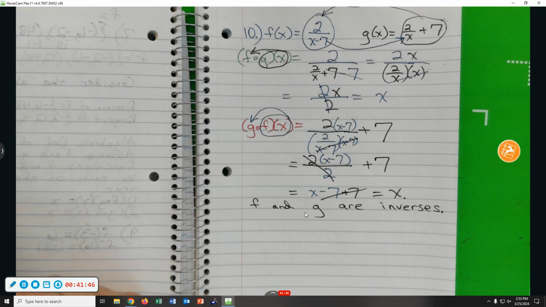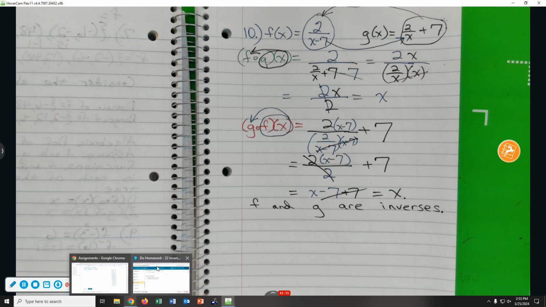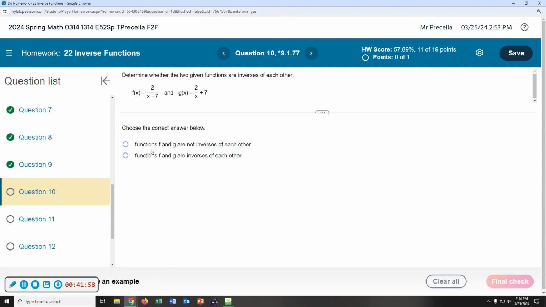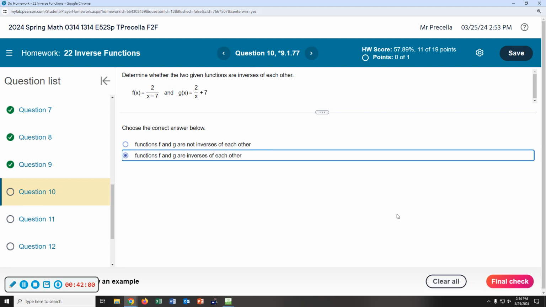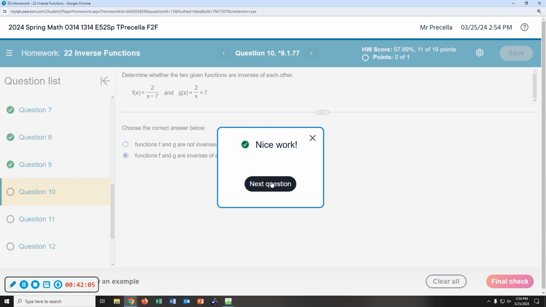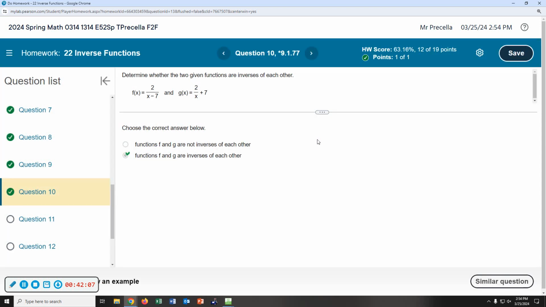Any questions there? Okay, so we come over here. All we do is select functions f and g are inverses of each other. Any questions there? So if we have two functions and we're wondering, are they inverses? You can find their compositions. If everything cancels out except for x, then they are inverses.